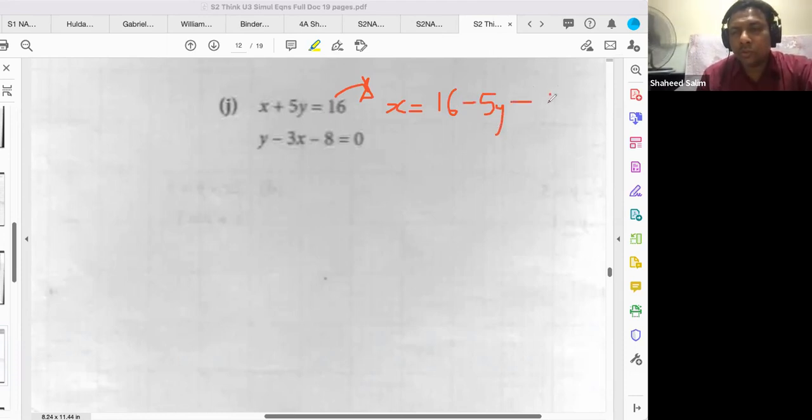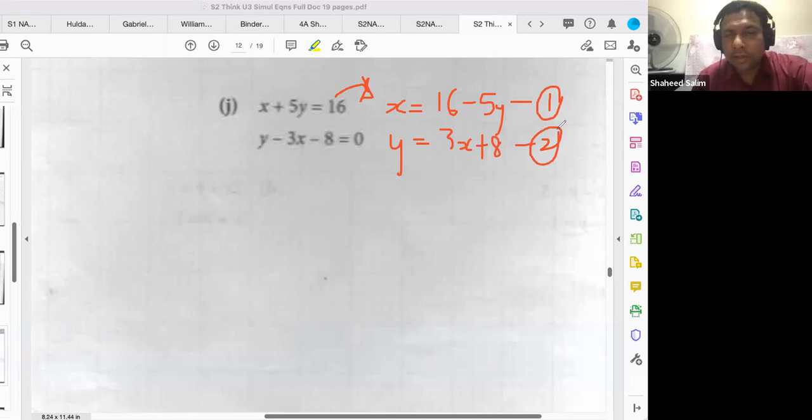I'm going to call this equation 1, and then I'm going to bring the rest there. I'm going to subtract y down here. Y equals 3x plus 8. This is equation 2. And then how? Then you can substitute 1 into 2 or 2 into 1. And that's it. You can solve it already.